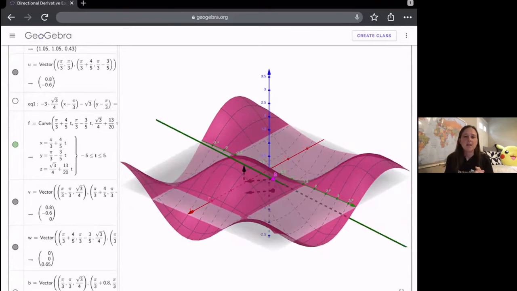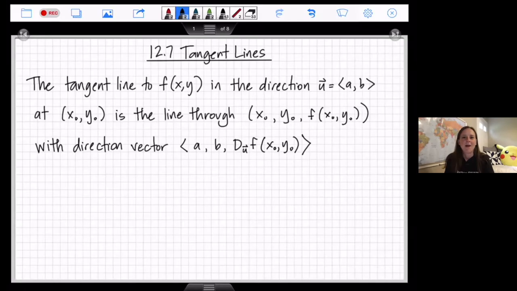And remember what we need in R3 to find the parametric equations of a line. We need a point, which is going to be this point B, and we need a direction vector. Okay, well, that direction vector is just going to be the x component and the y component of that u vector that we were given. And then the z component is just going to come from that directional derivative that we already know how to calculate. All right, this slide has a lot on it. Let's see if we can make sense of it.